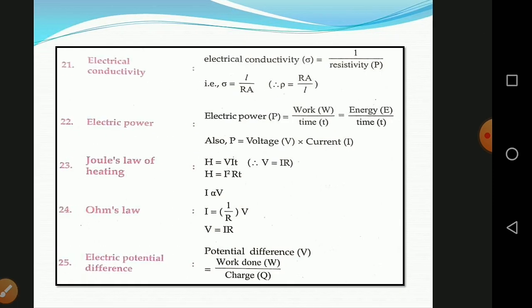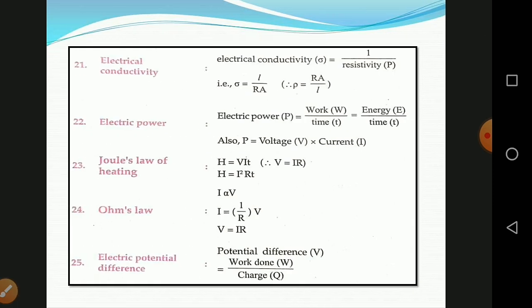Next is electrical conductivity. Sigma is equal to 1 by rho, that means 1 by resistivity. So sigma is equal to L by R into A. Its unit is mho per meter.